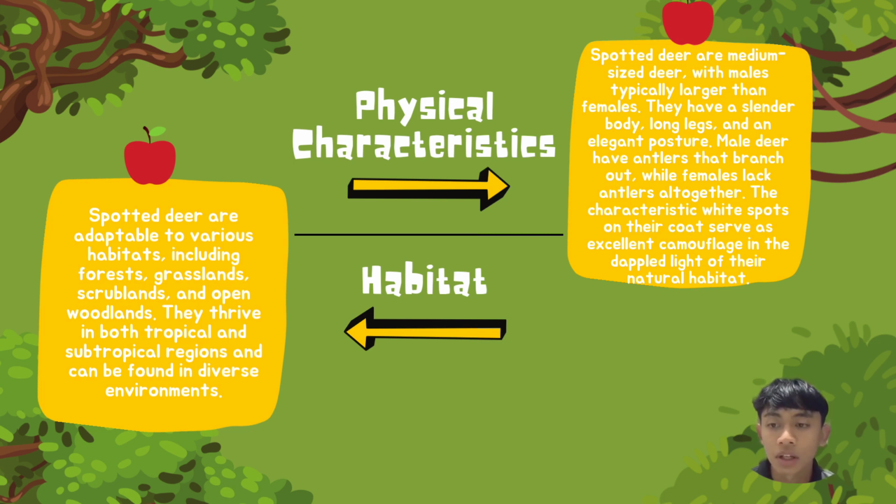For the habitat, spotted deer are adaptable to various habitats including forest, grassland, scrubland, and open woodland. They thrive in both tropical and subtropical regions and can be found in diverse environments.